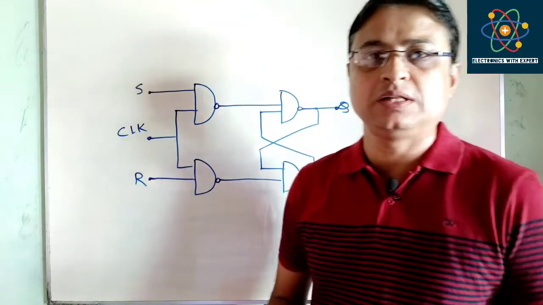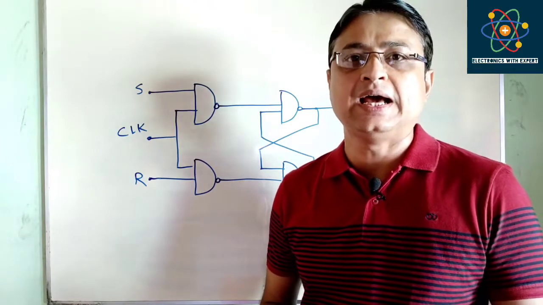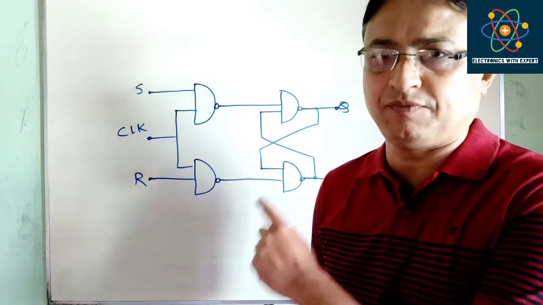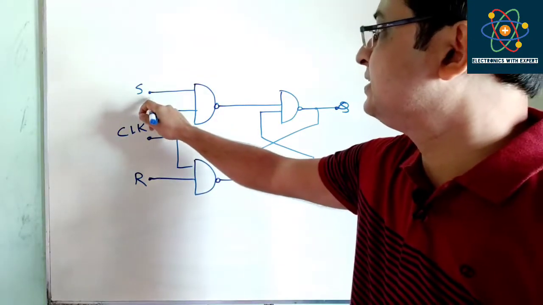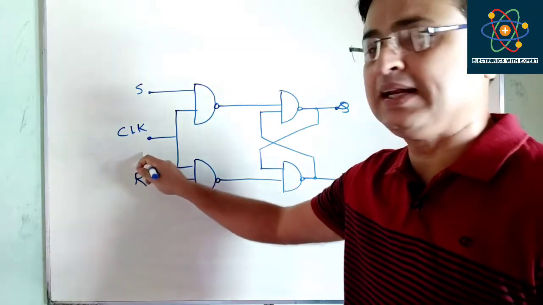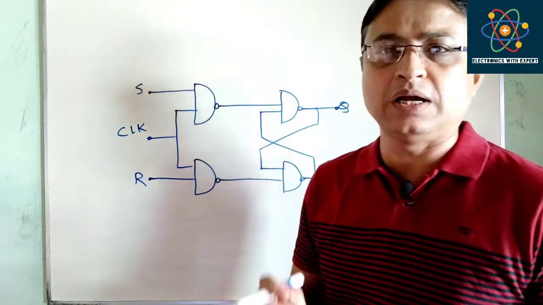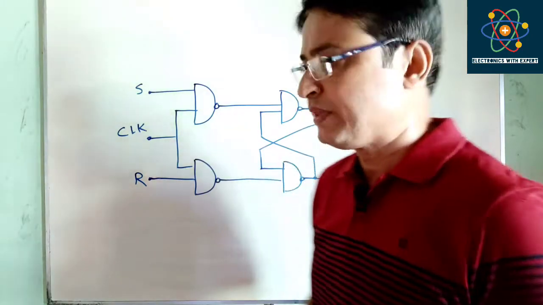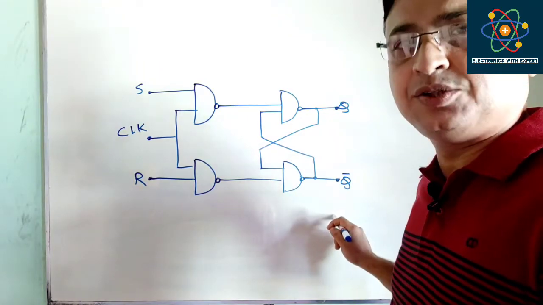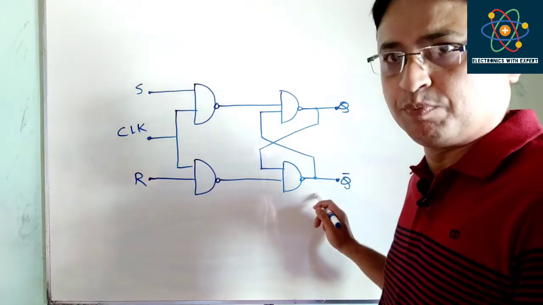Here I have drawn the set reset flip-flop, or what is commonly known as an SR flip-flop. This is actually a clocked SR flip-flop. Here S is the set input, R is the reset input, and CLK is the clock input. Clock is nothing but a rectangular pulse train. Now this is the Q output, and this is the complemented Q or the Q bar output.